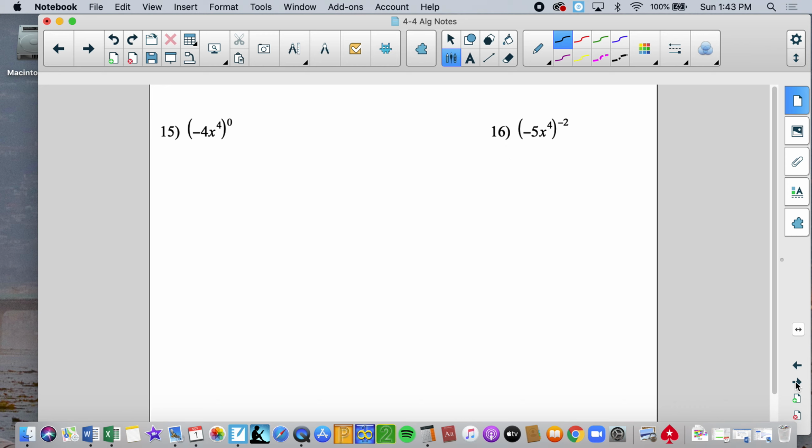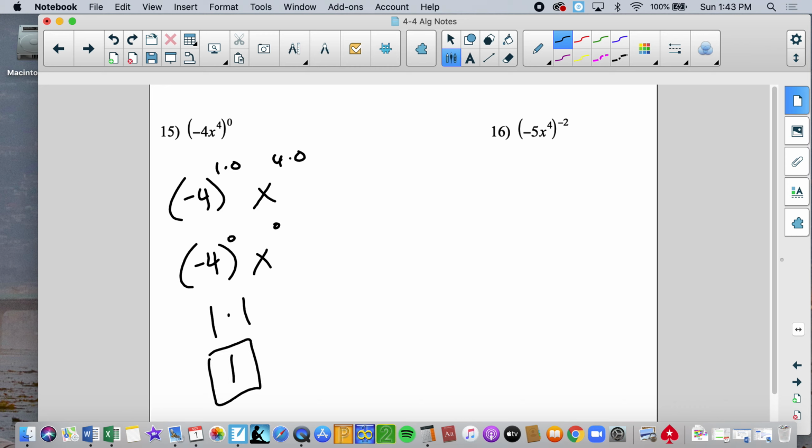Oh, to the 0. We almost forgot about that. So this is going to be negative 4 to the 1 times 0, x to the 4 times 0. Well, 1 times 0, negative 4 to the 0, x to the 0. Negative 4 to the 0 is equal to 1. X to the 0 is equal to 1. So my answer is going to be 1.